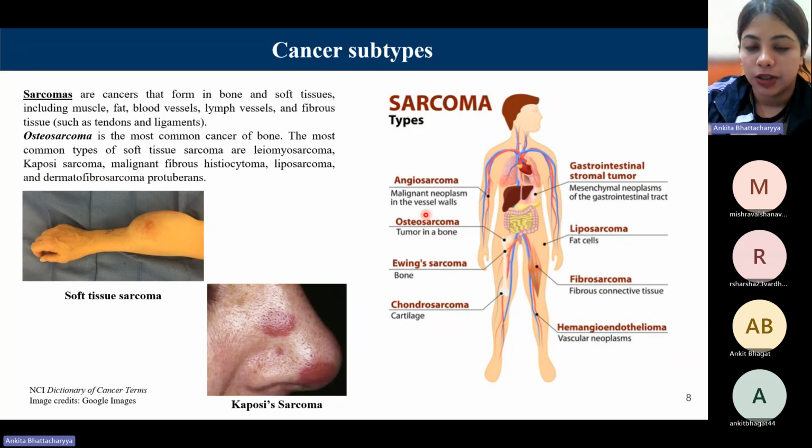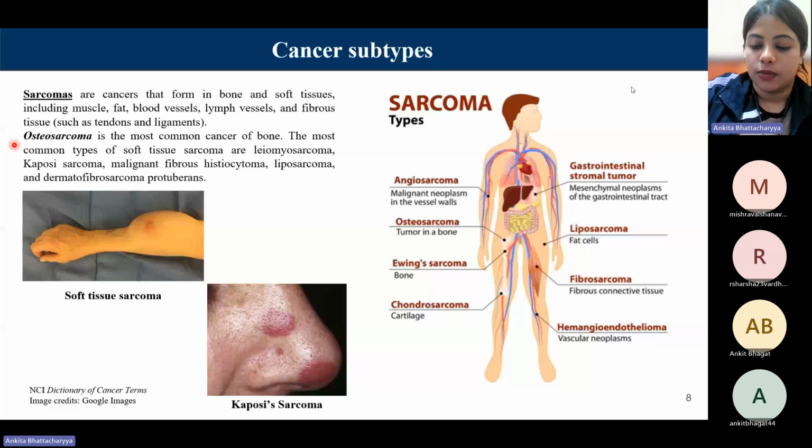I want you to read up about Ewing sarcoma also a little bit. I've not brought it here, but you can read about it. Chondrosarcoma, cancer of the cartilage, GI stromal tumor or gastrointestinal stromal tumor when cancers occur within the GI tract. Liposarcoma is for fat cells, fibrosarcoma for fibrous connective tissue. Hemangioendothelioma is for vascular neoplasms, which means within the blood vessels. So just unimaginable how far sarcomas can go. But any soft tissue within the body, if it eventually forms a neoplasm or a tumor, that will be considered to be a sarcoma.